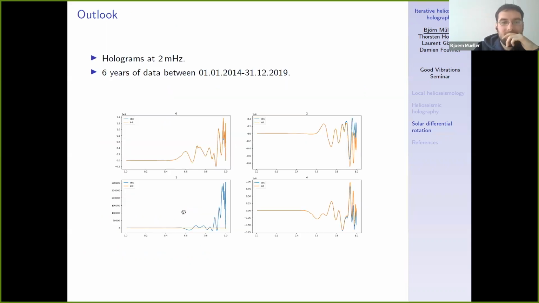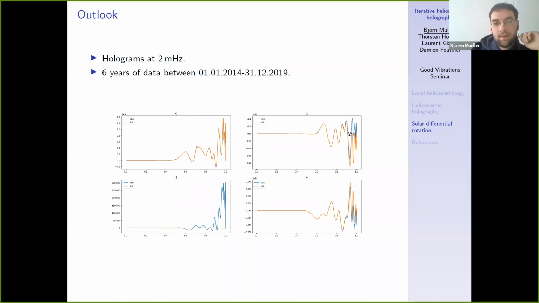This is my last slide. So here I've computed, I'm really doing this, this is an image from yesterday. So hologram at 2 millihertz for 6 years of data in the period from 2014 to 2019. And this is again the coefficient of your Legendre polynomial. You see, the initial guess is a symmetric profile. So the one and the one Legendre polynomial becomes 0.